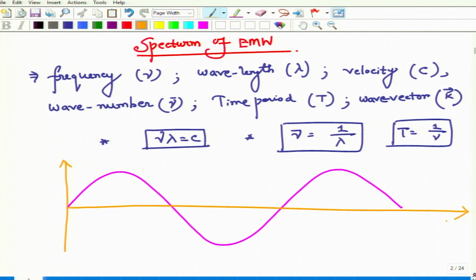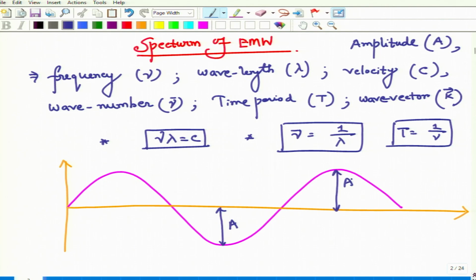This is a wave, right? So if this is a wave, then one more thing is there is some amplitude, which is generally denoted by A. These are the important things. Now let me define, this is the amplitude for any wave.